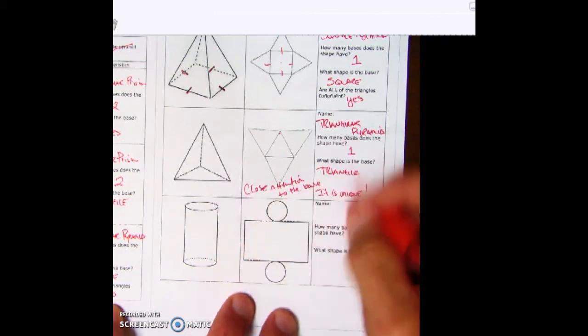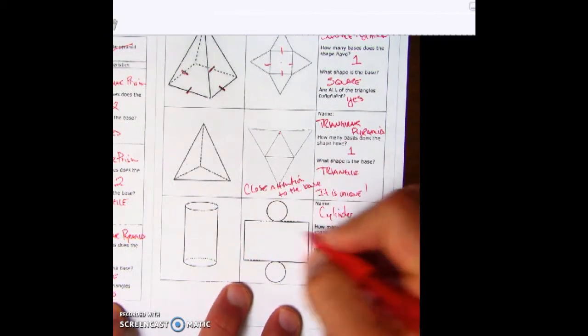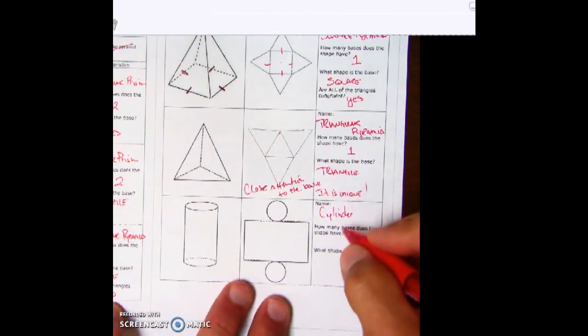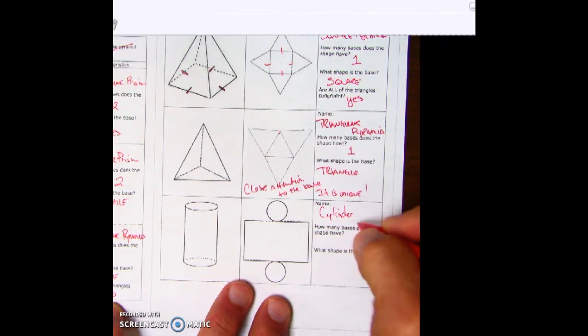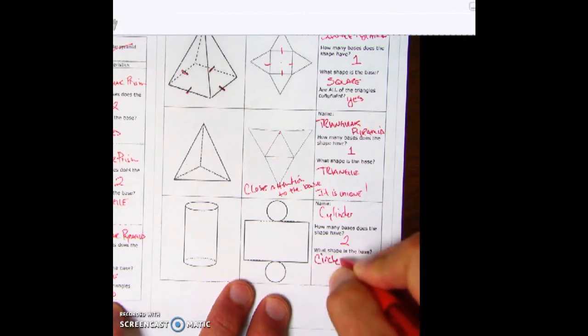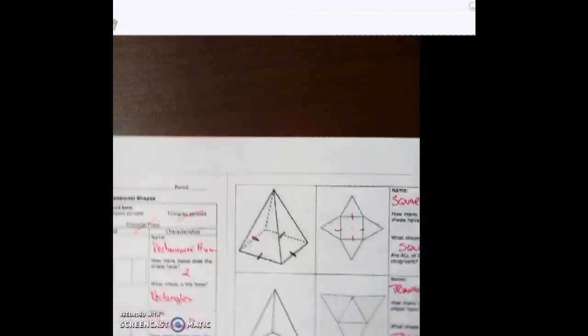Okay, last one here. So here we have what's called a cylinder. Now, a cylinder you might think of as a round prism, but its name is actually cylinder. And how many bases does it have? Well, it has two, like a prism. And its shapes are circles. And that's the identification portion of this activity. Turn it over to the back.